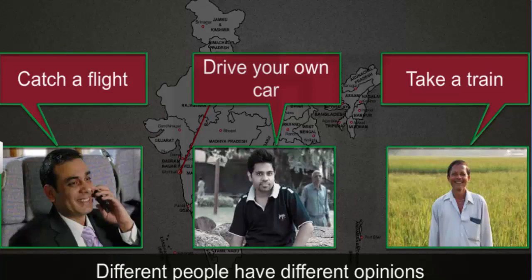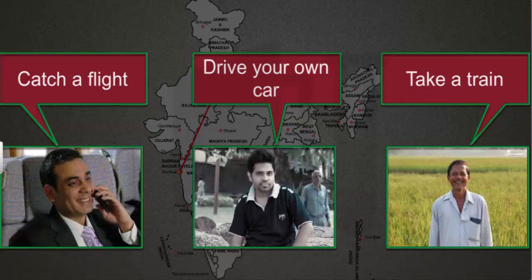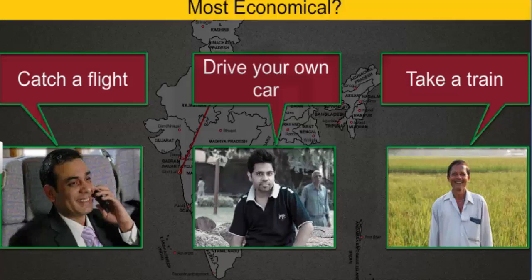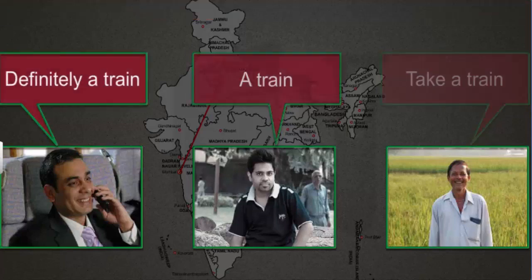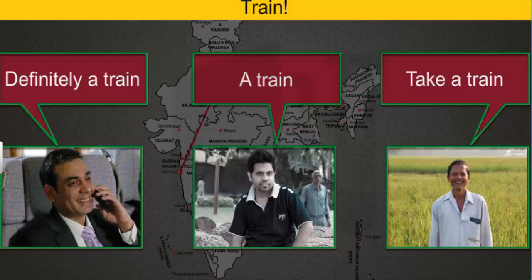Let us try and revise our question. Let us see what people think when we ask them about the most economical way to travel from Delhi to Mumbai. Given the criteria of economy, people seem to agree that a train is the most economical way to travel from Delhi to Mumbai. Let us change this criterion and see what happens.